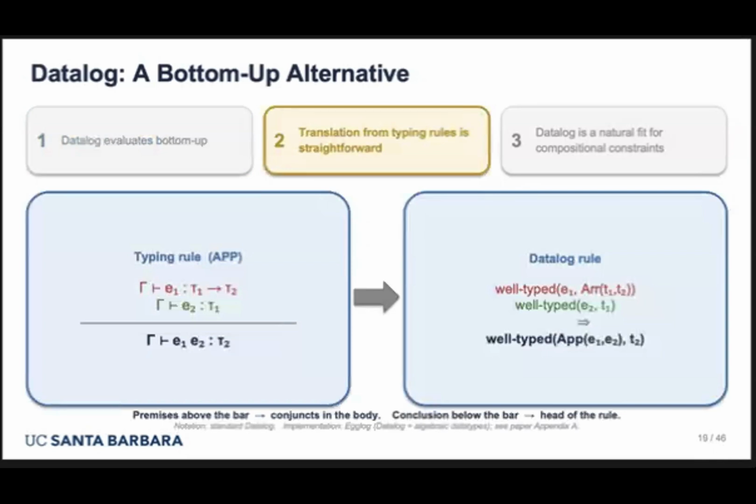The second claim from the slide before said that the translation from typing rules is straightforward. And so for that, we provide this typing rule for the simply typed lambda calculus. It's the function application rule. Here on the left, you can see the two premises above the bar in red and green that map to the two conjuncts in the Datalog rule over there in red and green as well. And then the conclusion below the bar becomes the head of the Datalog rule. So the purpose of showing this is just to show that the translation from typing rules into actual Datalog rules is quite mechanical.